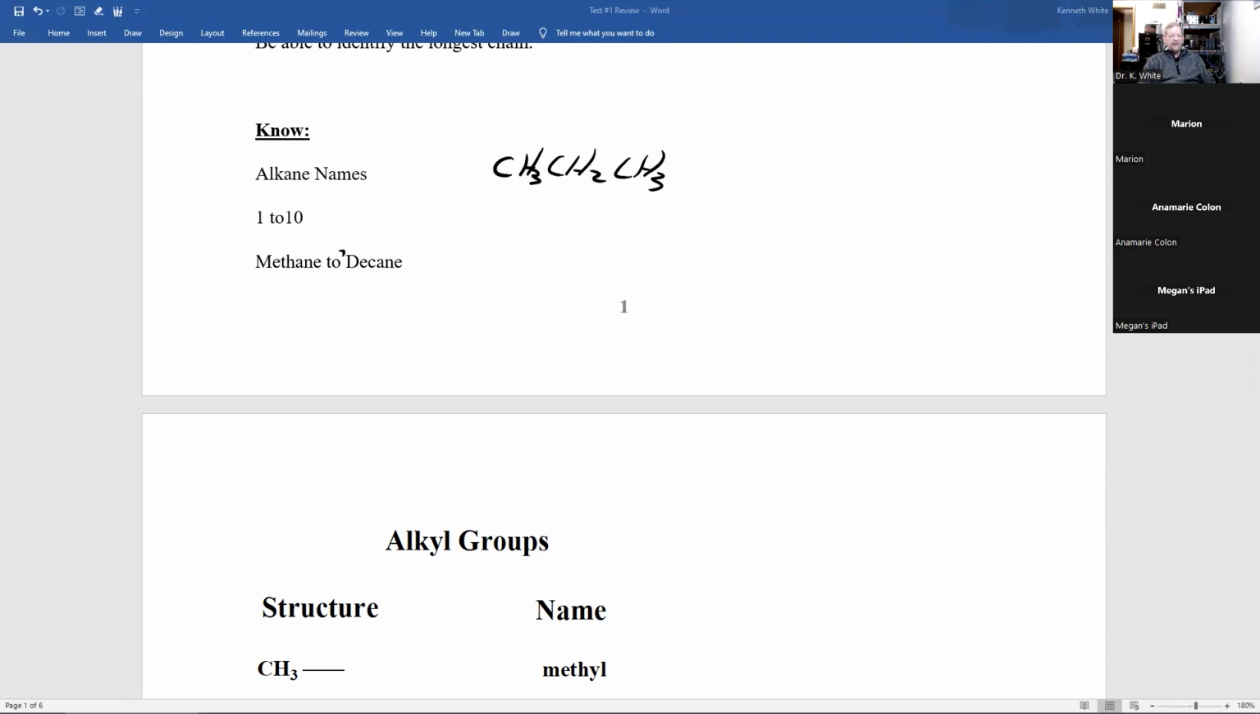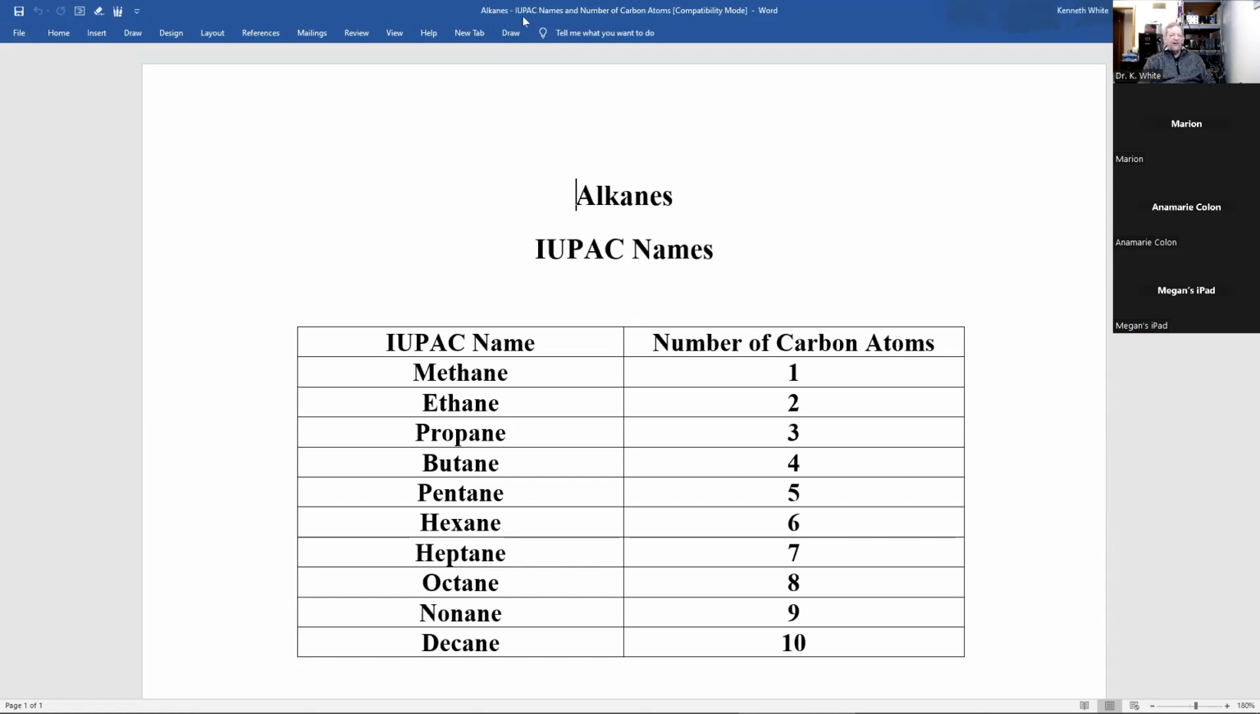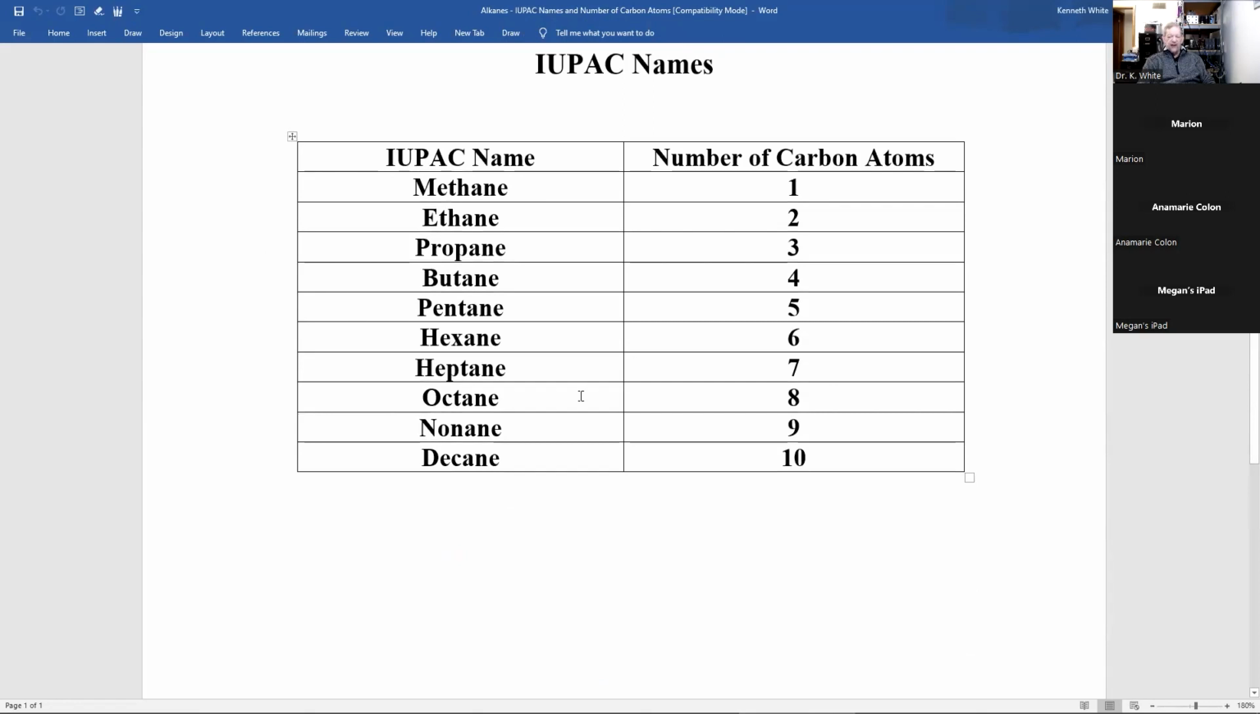Hopefully you found it. Again, this is in the lecture section of D2L. This file, which is called alkanes, IUPAC names, and number of carbons, you should know this table like you know your first name. Methane, 1 carbon, propane, 3 carbons, butane, 4, octane, 8, nonane, 9, decane, 10.